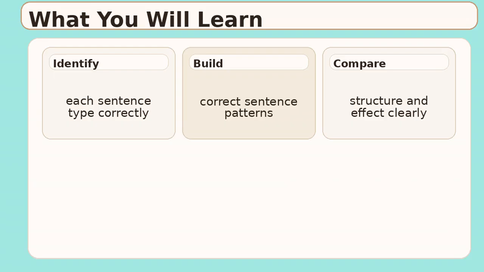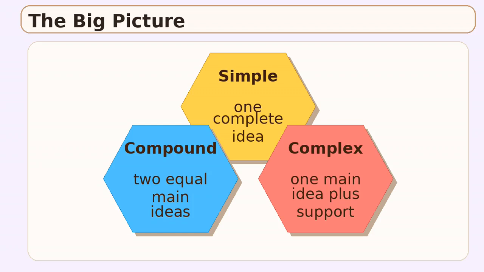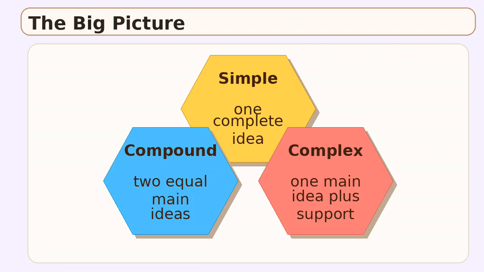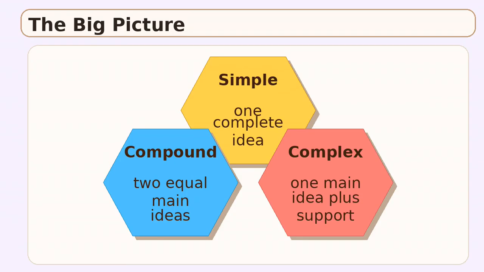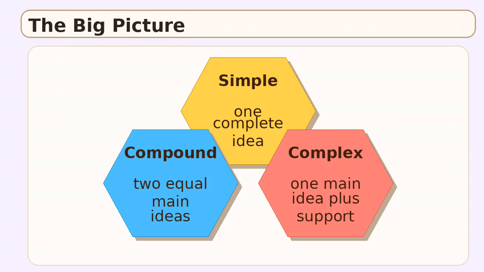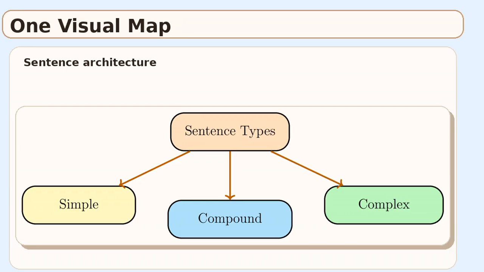flat. By the end of this lesson, you will be able to identify simple, compound, and complex sentences, build each one correctly, avoid common mistakes, and upgrade plain writing into richer English. Think of these three sentence types as three levels of design. A simple sentence gives one complete idea. A compound sentence joins two equal ideas. A complex sentence connects one main idea with one supporting idea. This visual map gives you the full structure at a glance.